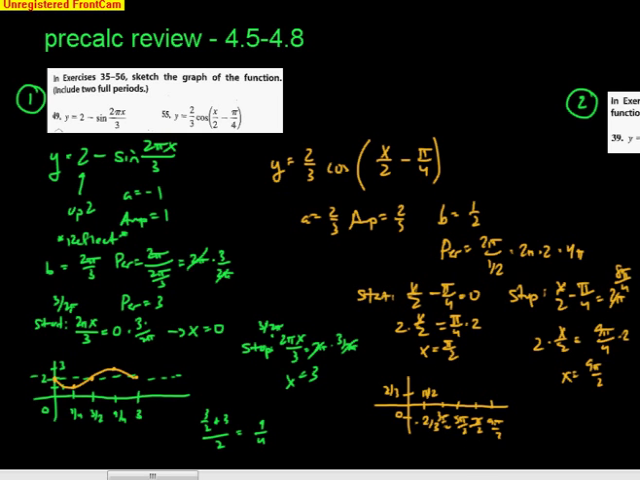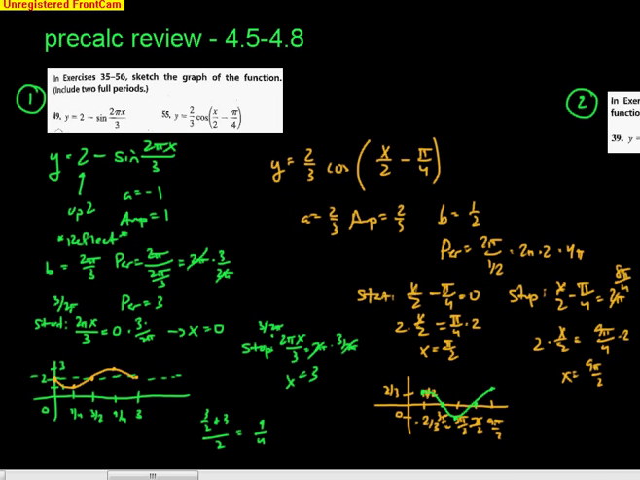And now cosine starts up. So my first point is pi over 2. It's going to start up at 2/3, no reflection. It goes to the midline, down to negative 2/3, back up to the midline, and ends at the top. And there is your cosine curve.